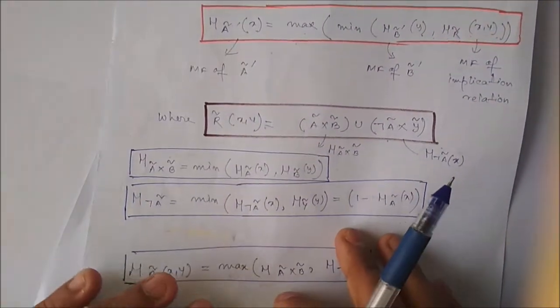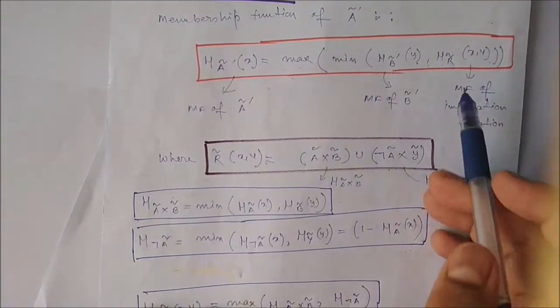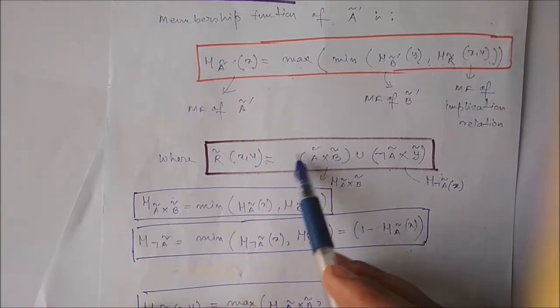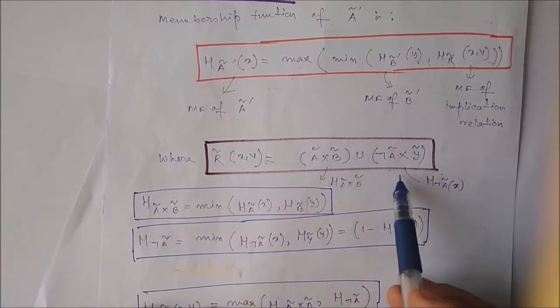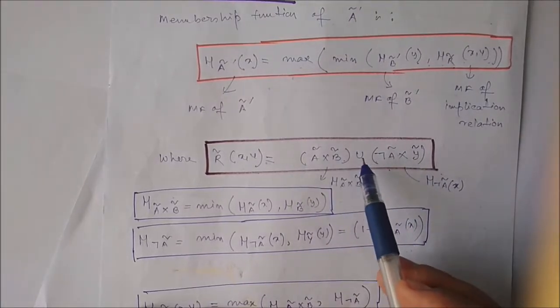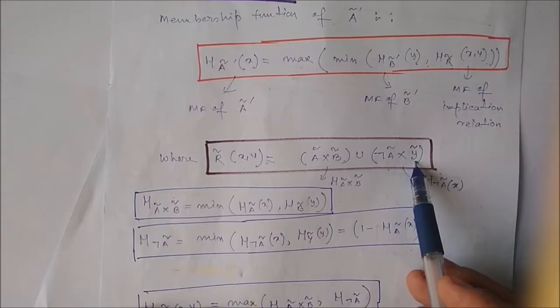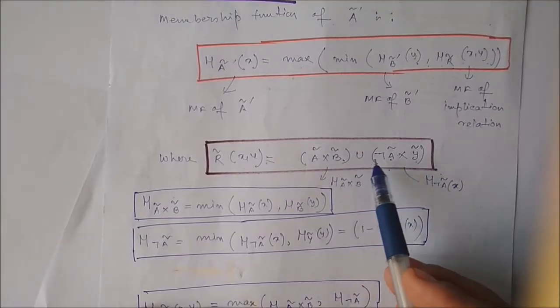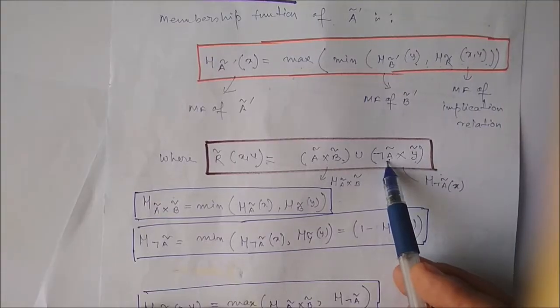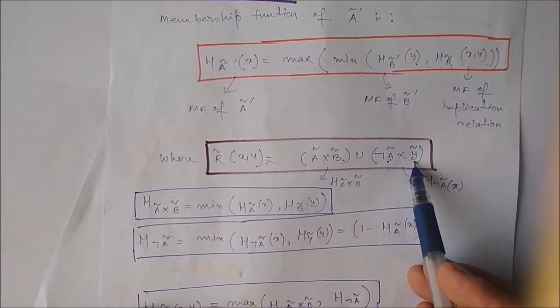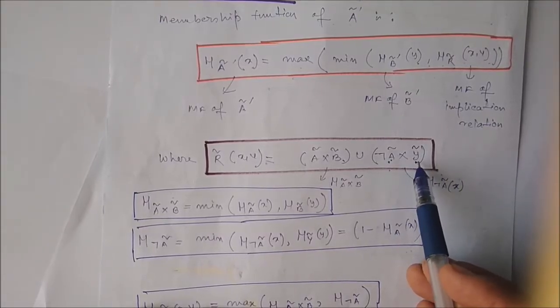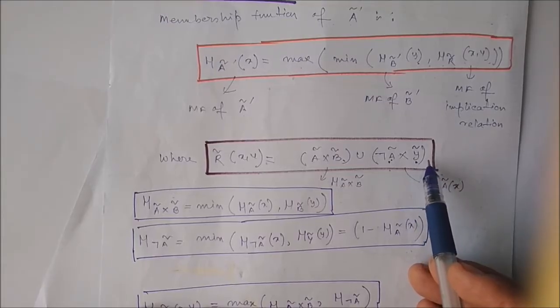Here, this R is nothing but the implication relation. To get this R, as we already know, we can use this formula: A cross B union not A cross Y. Here A and B are fuzzy sets, not A is the complement of the fuzzy set A, and Y is the universal set where all the elements belong to Y. The membership values of all the elements of Y will be one.